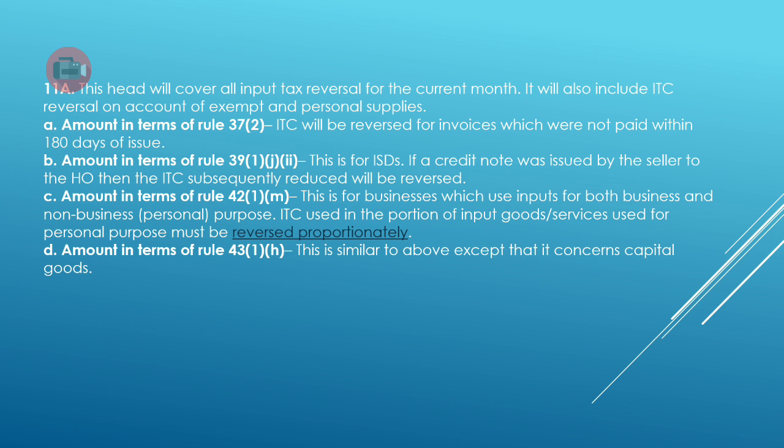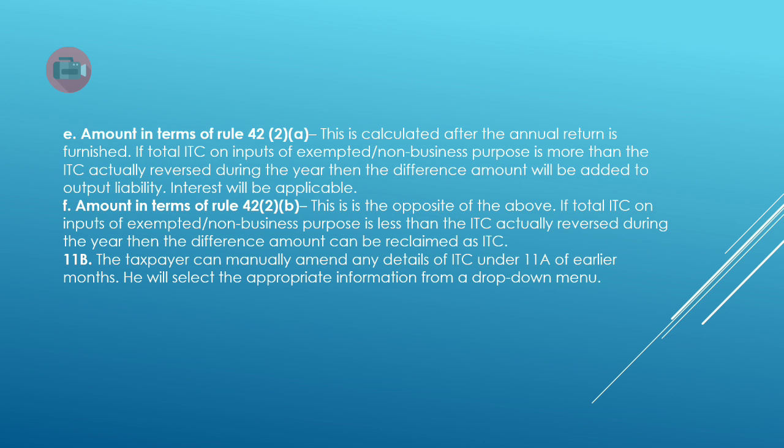This is similar to the above, except that it concerns capital goods. Amount in terms of Rule 42. This is calculated after the annual return is furnished. If total ITC on inputs for exempted and non-business purposes is more than the ITC actually reversed during the year, then the difference amount will be added to the output liability. Interest will be applicable. Amount in terms of Rule 42 B.